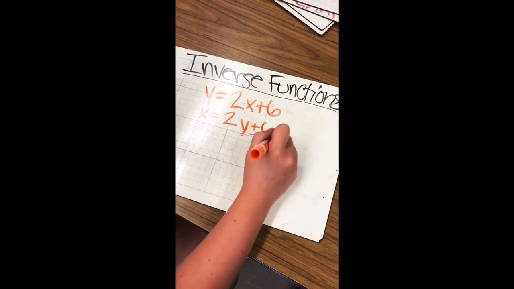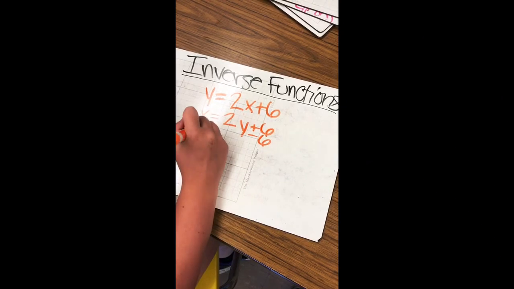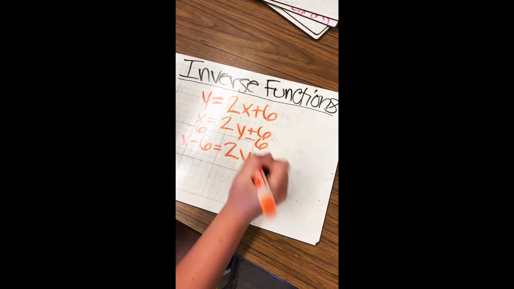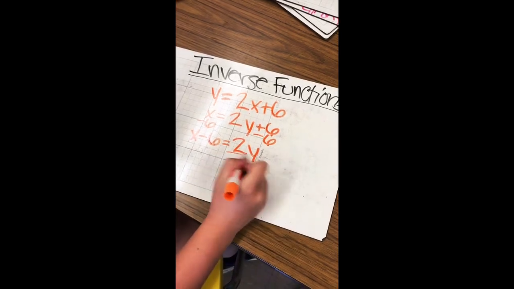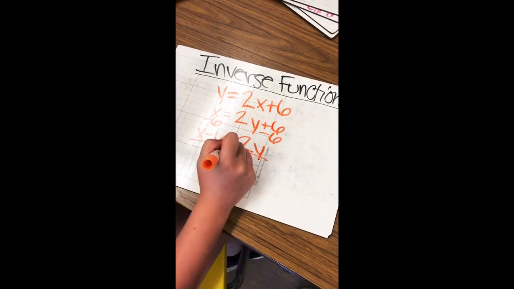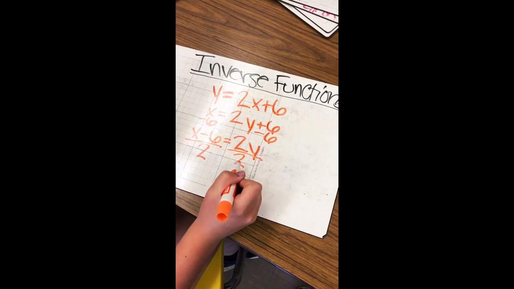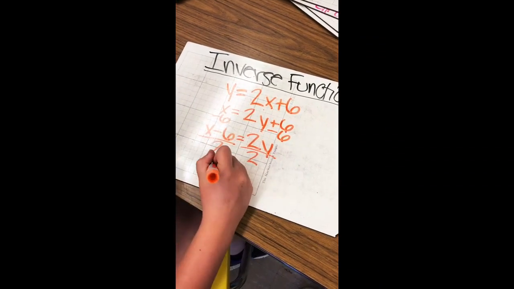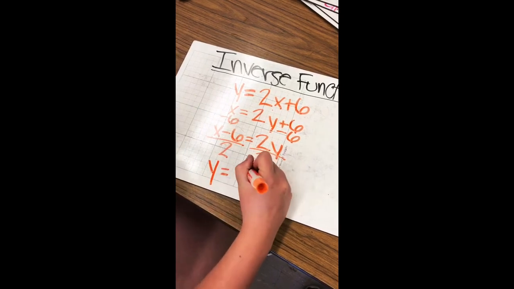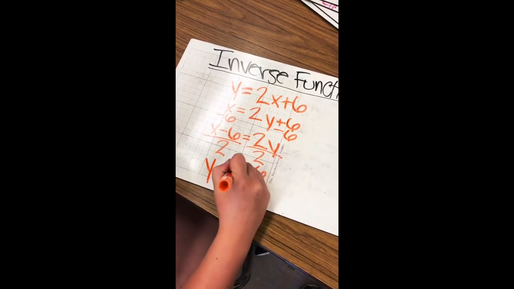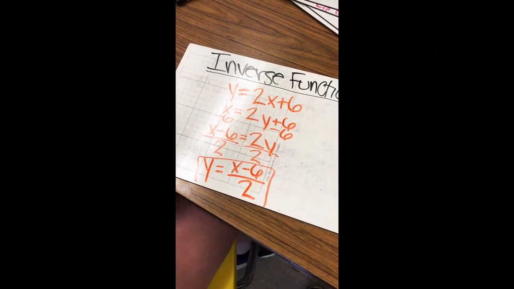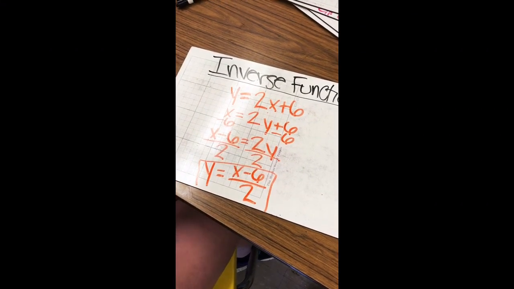So we're going to subtract 6 from each side. And to get y by itself, we have to divide each side by 2. And remember, you divide the whole side by 2, not just one number. So the new equation is y equals x minus 6 over 2. And to see if this is a function, you can use the horizontal line test instead of the vertical line test.